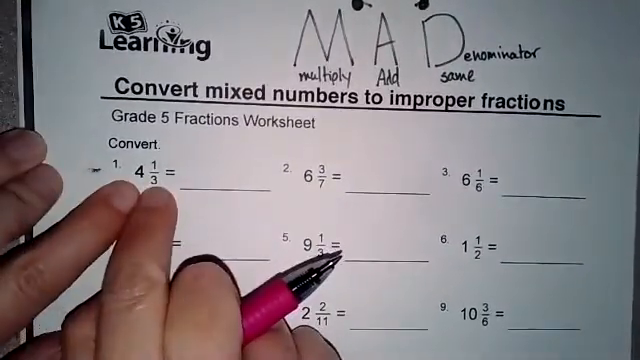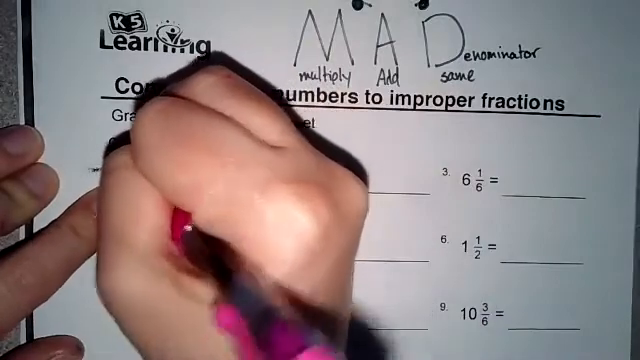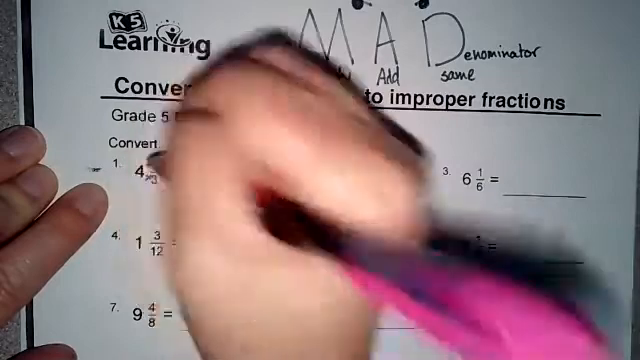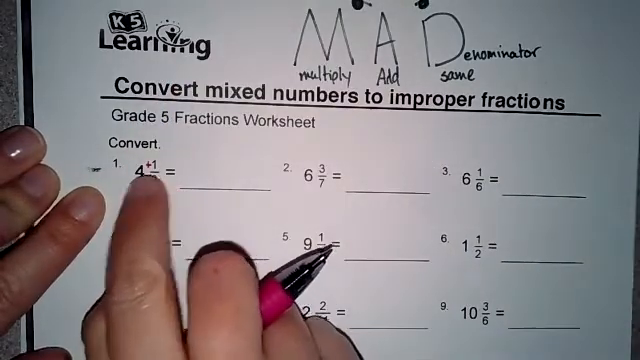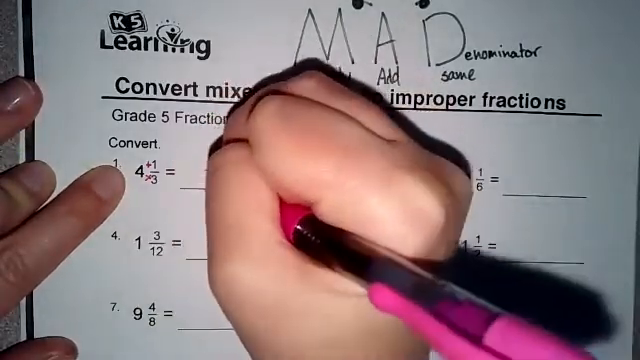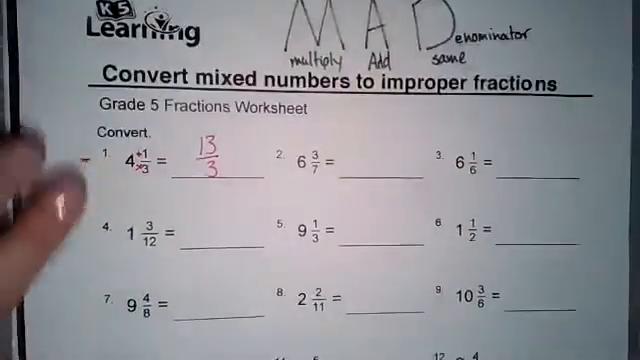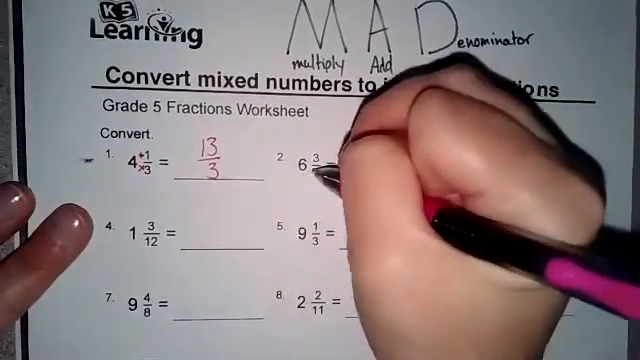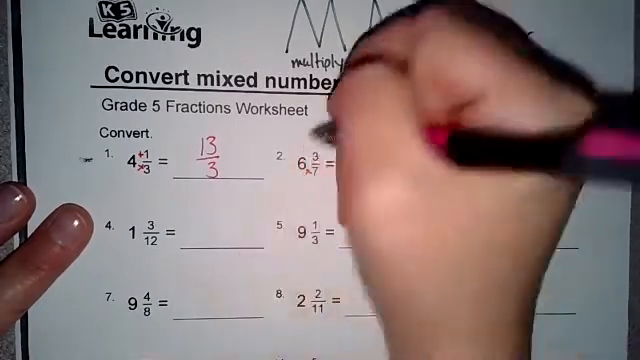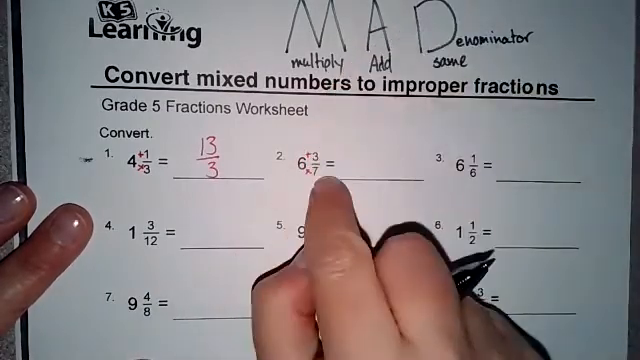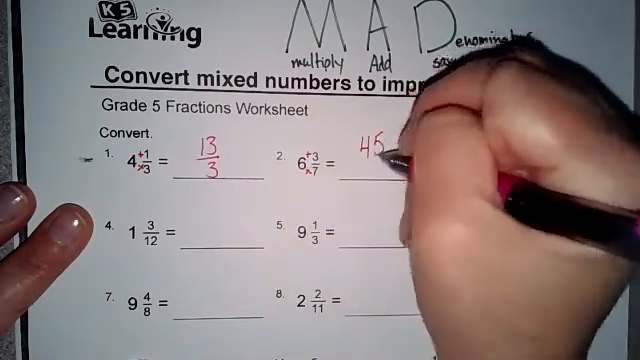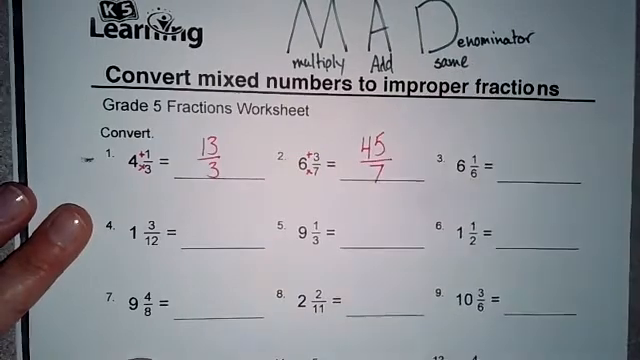So you start with the denominator and you multiply 3 times 4, and then you add 1 more to it. So 3 times 4 is 12, plus 1 more is 13. And then the 3 stays the same. Same thing here. You are going to multiply the 7 times the 6, and then you'll add the 3. 7 times 6 is 42. Add 3 is 45, and the denominator stays the same.